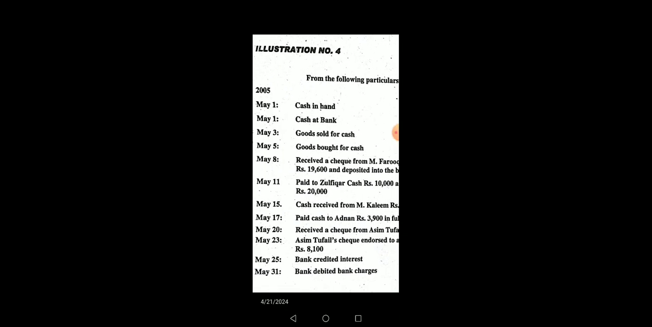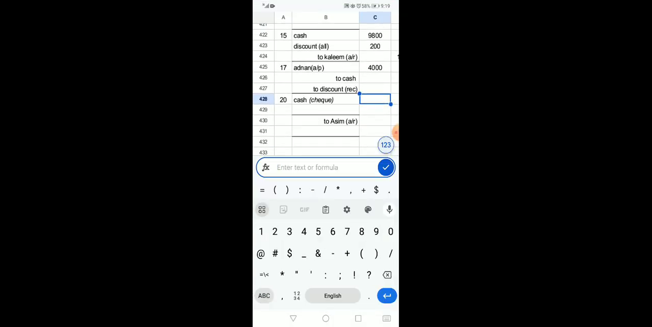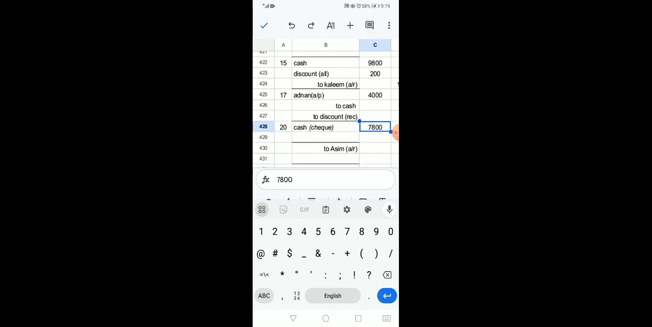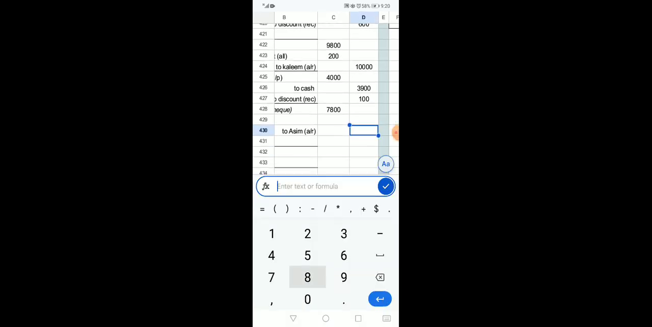Now let's see what amounts they are saying. Full settlement was 8,000, while you have received a check of rupees 7,800. So you will mention 7,800 in front of check, because it is the amount which is written on the check, while the amount which was actually receivable was the full settlement. 8,000 was the amount which was actually receivable from Asim. So you will write 8,000 in front of Asim.